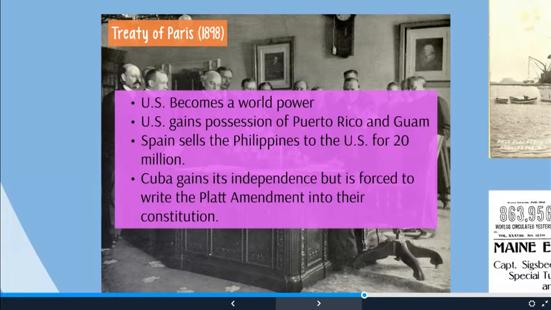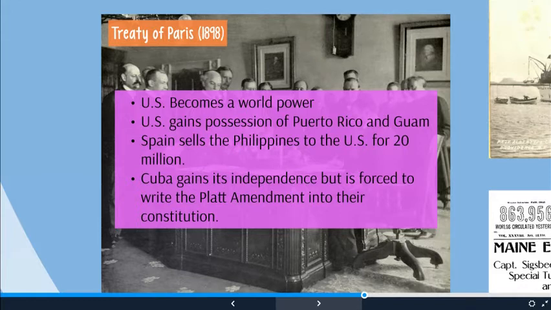So the first thing is that America gains new territories from the Spanish-American War. So America is going to gain the territory of Puerto Rico, which we still control today, and Guam, which is in the Pacific, which we also still control today. We're also going to gain the Philippines. The Spanish agreed to sell America the Philippines for $20 million. This decision is actually probably the most controversial part of the entire treaty because there's a lot of debate within the United States of whether or not we should annex the Philippines because the Filipino people wanted their own independence.